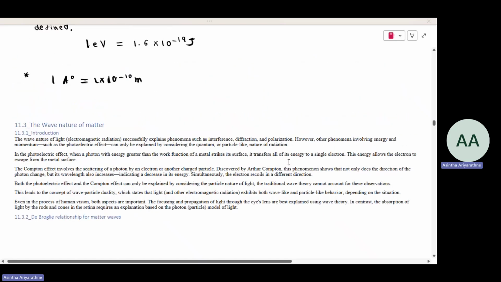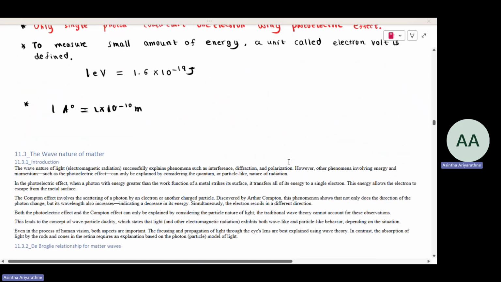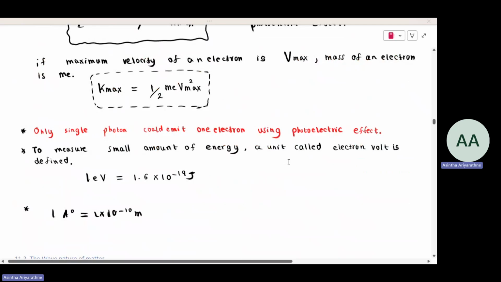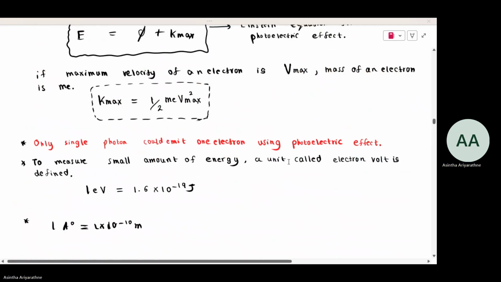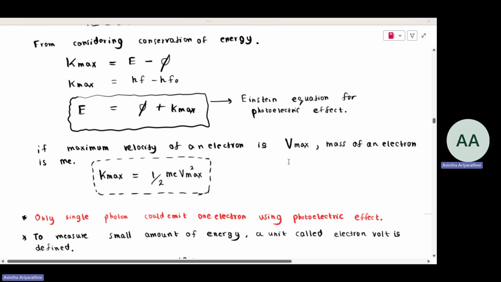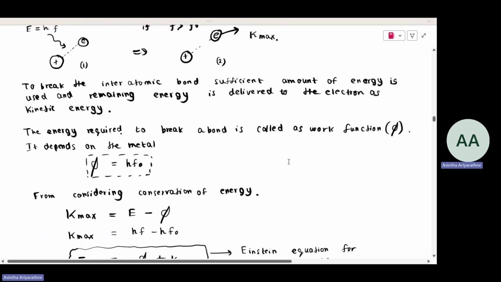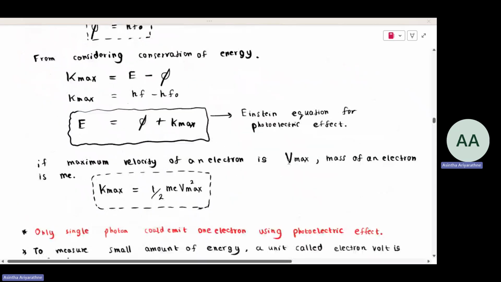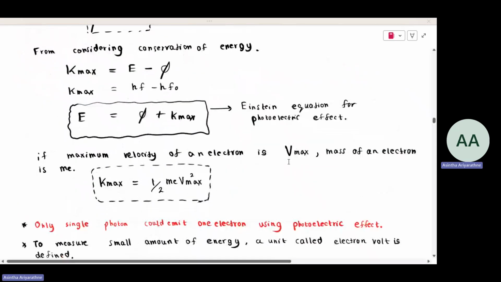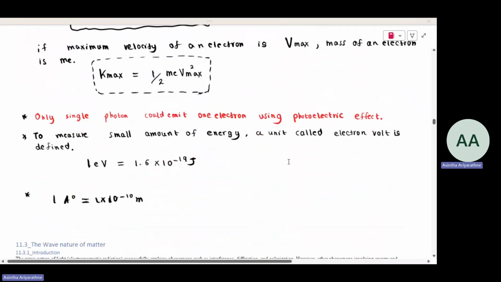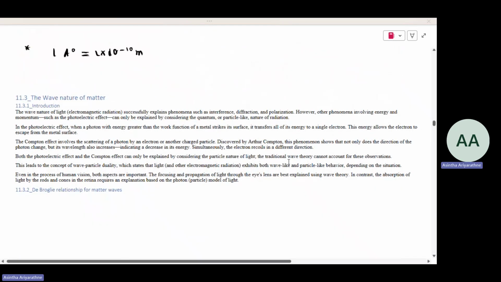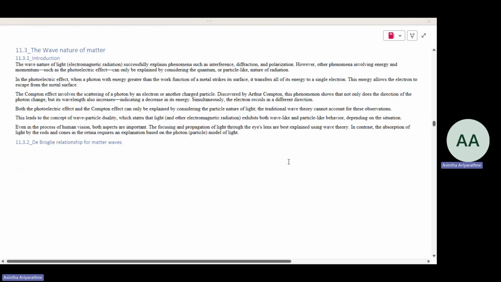In the previous session, we learned about the photoelectric effect, the effect where photons generate electrons. When a photon having sufficient energy falls on a metal, it can emit electrons from that metal. So that phenomenon we discussed.